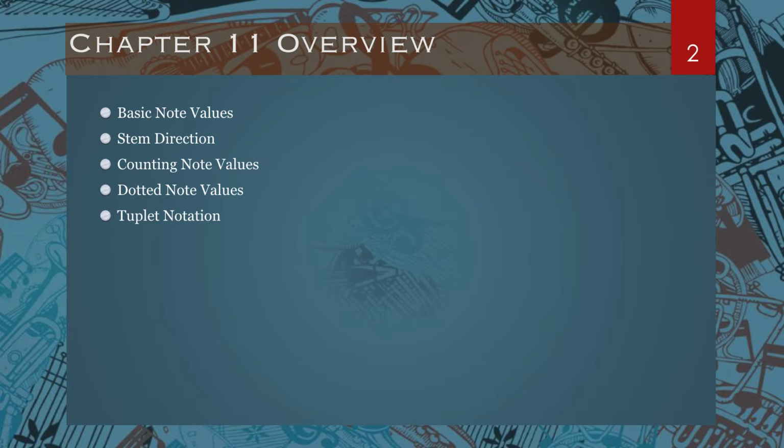So in this chapter, we're going to talk about basic note values, stem direction, because the direction of the stem on particular notes actually has to be a certain way, counting note values, dotted note values, and tuplet notation.